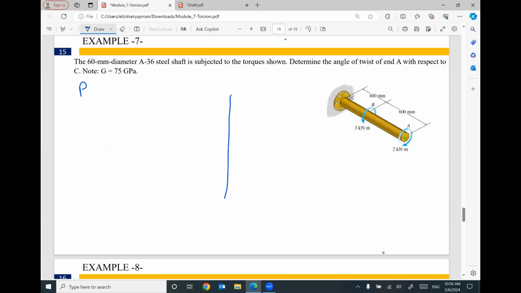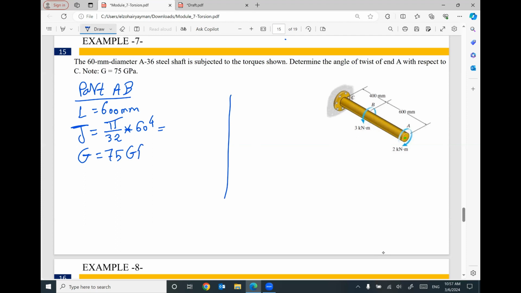So part AB. The length of this part, 600 millimeter. The value of J for this part, pi divided by 32 times this diameter 60 to power 4. The value of G for this part is 75 gigapascal. The applied torque on this part.